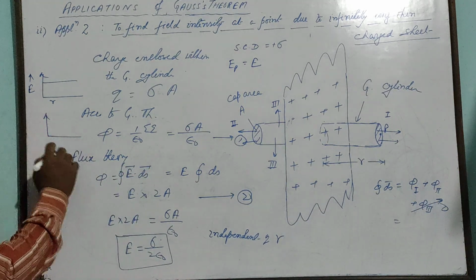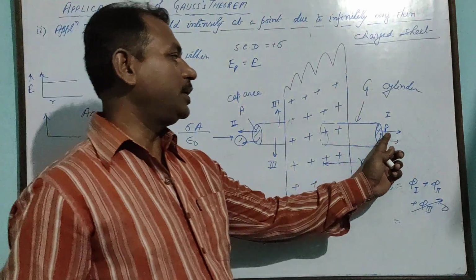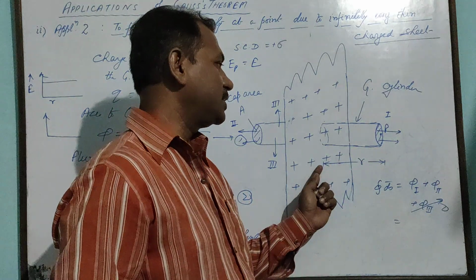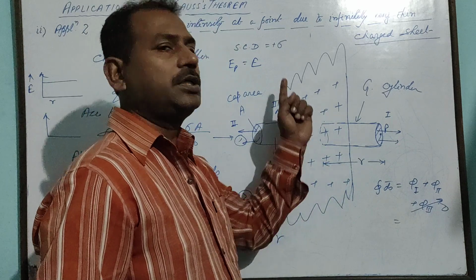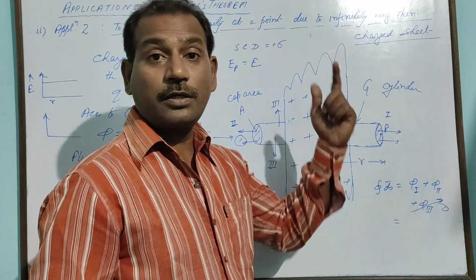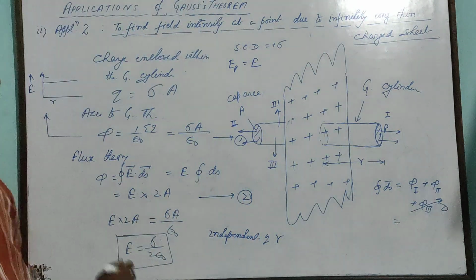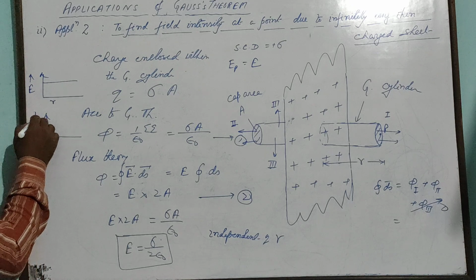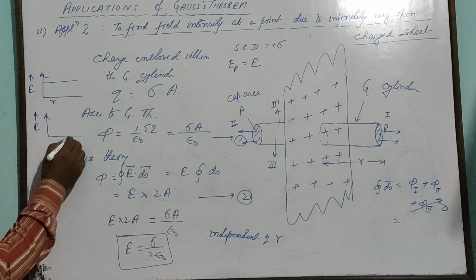If anybody asks that I am fixing the point P here, maintaining it at a fixed distance, and I am continuously changing the surface charge density, then how will you plot the graph? No problem, if that person wants to know.